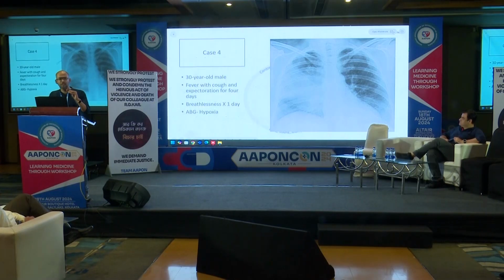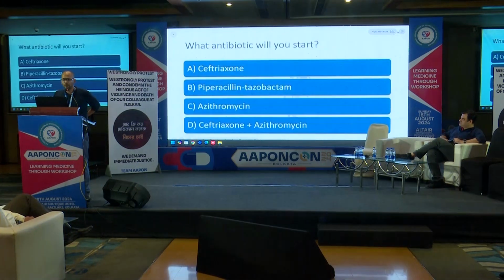So this is the fourth case. This is a 30-year-old patient who has come with fever, cough, expectoration, there is some breathlessness, and you see hypoxia. So this is clearly a community-acquired lobar pneumonia. Now, what antibiotic will you start? Are you okay with ceftriaxone, piperacillin-tazobactam, azithromycin, or will you give ceftriaxone plus azithromycin here?